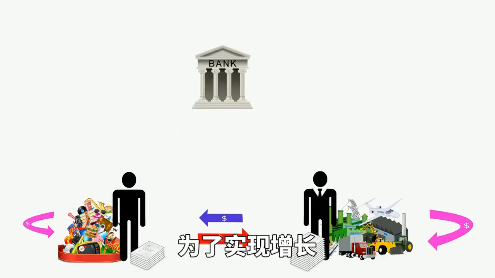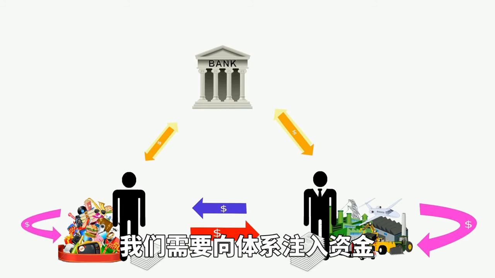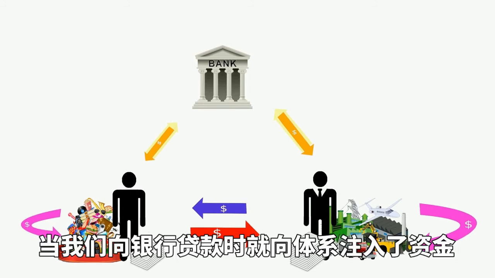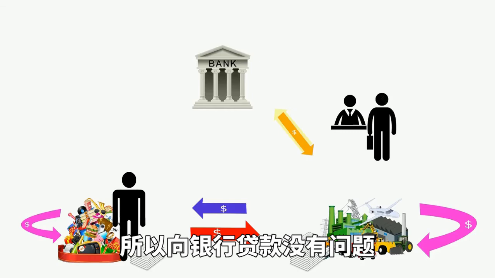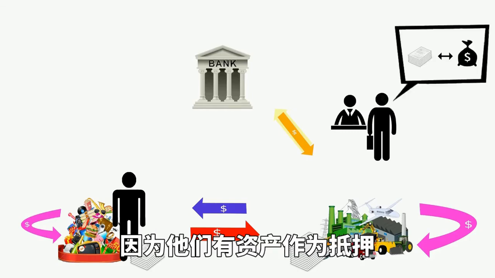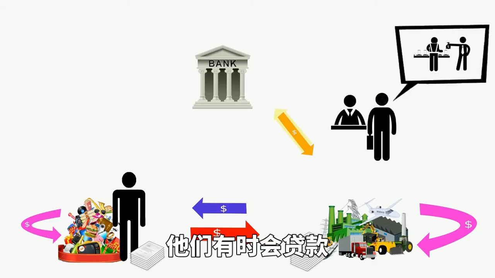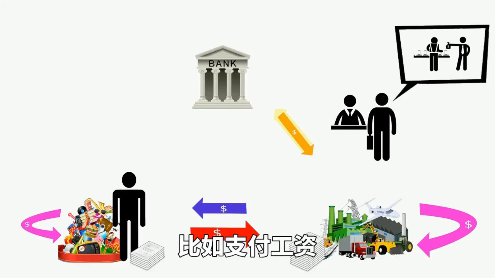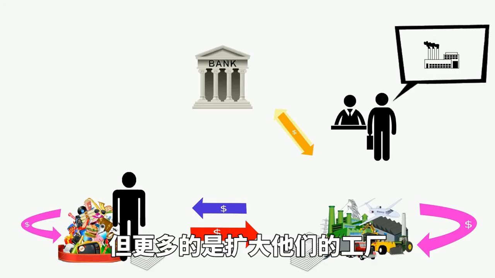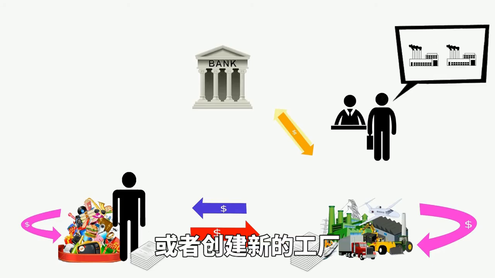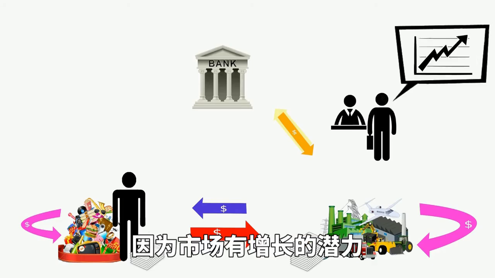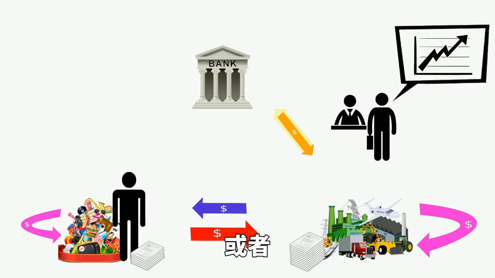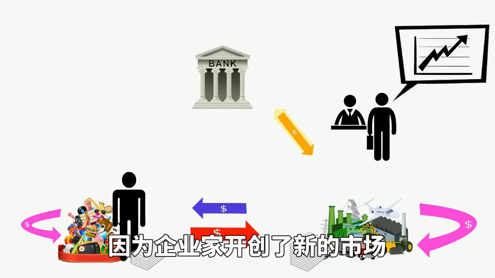We have seen that to create growth, we need to inject money in the system, and we inject money when we make loans at the bank. The rich have no problems to make loans because they have assets as collateral. They make loans sometimes because they are in a difficult financial situation, for example, to pay for the salaries, but mainly to expand their factories or to create new factories because there is a potential for a market to grow or because of new markets that have been created by entrepreneurs.